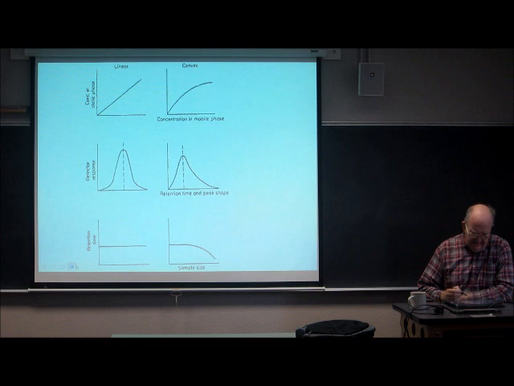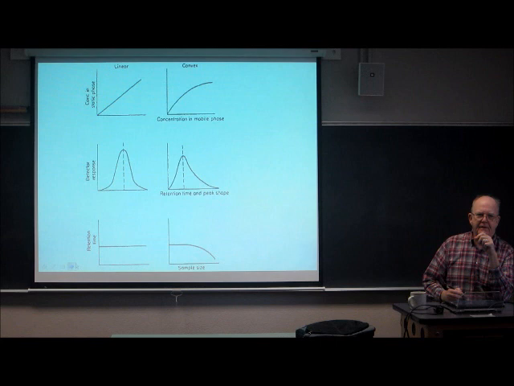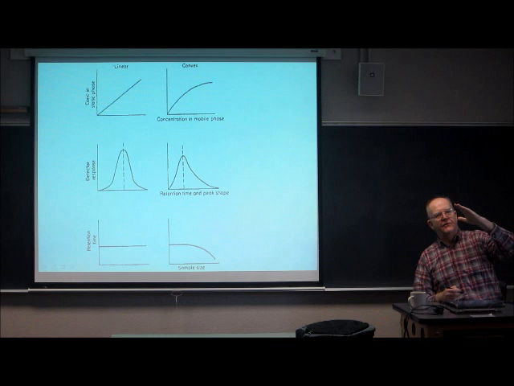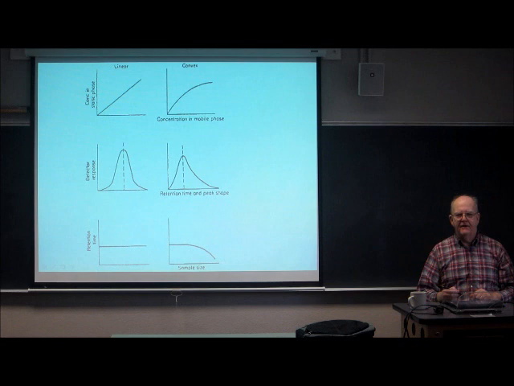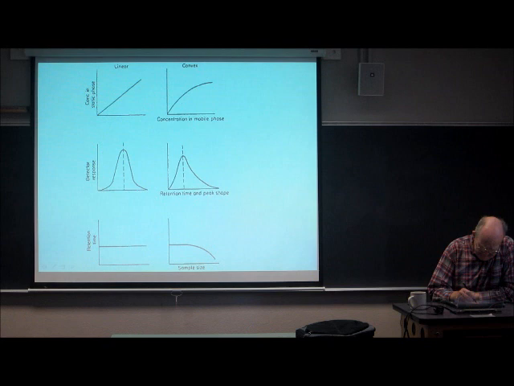Now, there's two kinds of deviations from linearity. There's negative deviations, like I've drawn here, where it goes up and then curves over and flattens out. That's called convex curvature, negative curvature. And because it looks a lot like a particular isotherm called the Langmuir isotherm, after Irving Langmuir, it curves like that.